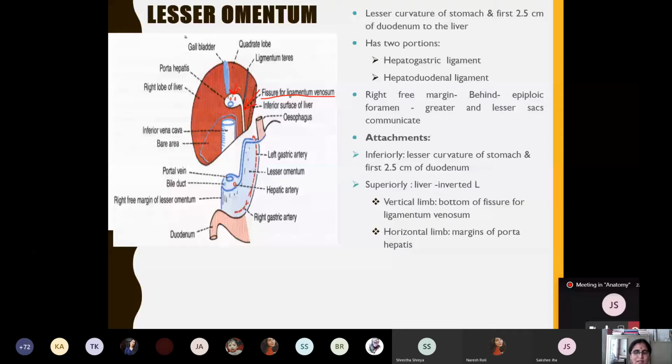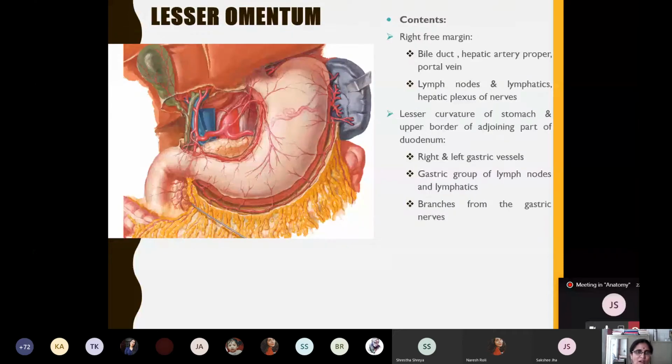Clear? Then contents. Very easy. Along the right free margin, the contents are: this green color is the bile duct, the hepatic artery proper, and this blue color is the portal vein. Yes. In addition to it, there is the presence of lymph nodes, lymphatics, and hepatic plexus.